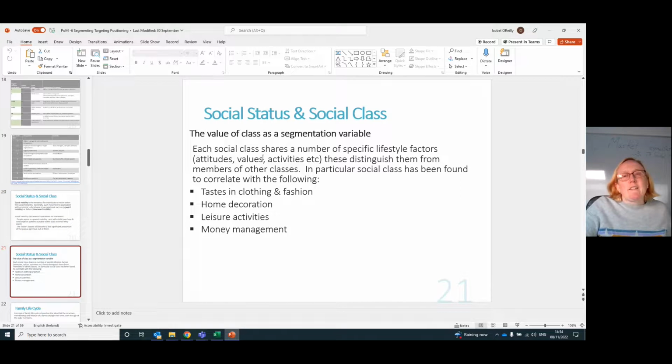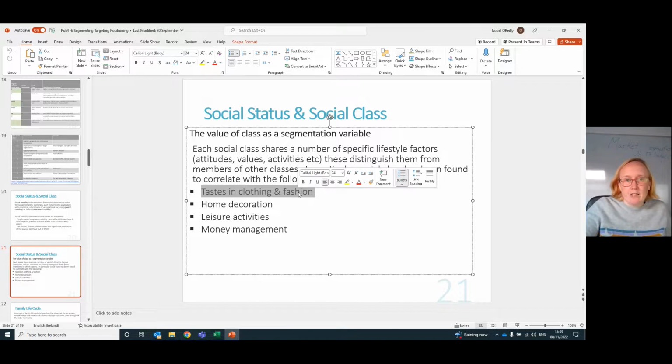So each social class shares a number of specific lifestyle factors. So their attitude to life and so on, their values, the activities that they do. I mentioned skiing and so on. These distinguish them from members of other classes. And that's the essence of why we grouped them together like this. It's not applicable for every product, but we should know when we're looking at our product, what's appropriate for us. So in particular, social class has been found to correlate with the following: tastes in clothes and fashion.